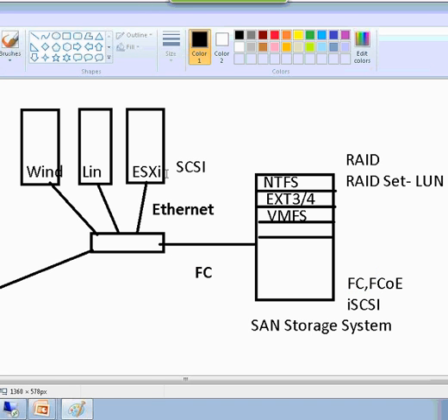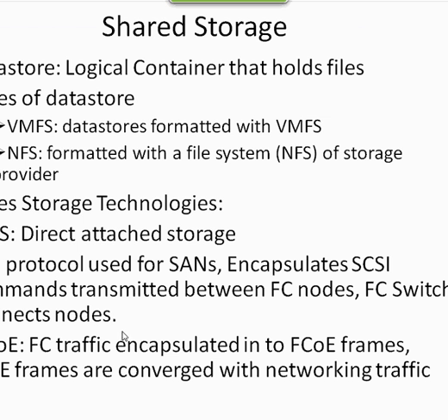Now ESXi issues SCSI commands, but I don't have a fiber channel cable, a fiber optic cable here, but I have an Ethernet cable. But I want to communicate with my fiber channel SAN. Then what is the protocol I have to use? FCoE. Now what does FCoE do here? First, ESXi issues SCSI commands. Those SCSI commands are encapsulated into FC by the FC protocol. Then that FC traffic is encapsulated into FCoE frames, fiber channel over Ethernet frames, and these FCoE frames are converged with networking traffic. This is the reason why FCoE is used.